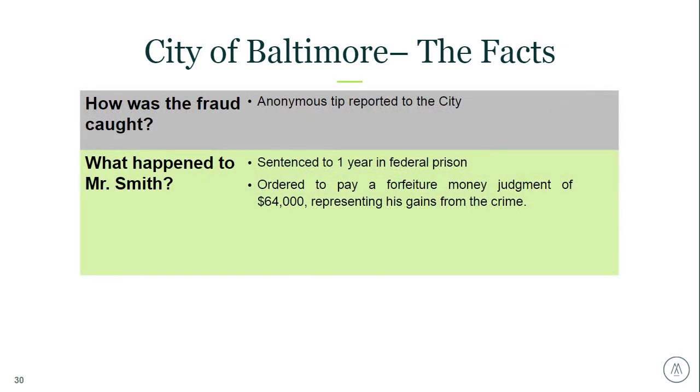Okay, so we all want to know what happened to the fraudster and how he was caught. Well, the fraud was identified through an anonymous tip, but we're not sure if it was ultimately someone from the public works crew or someone else. But we do know that Mr. Smith was ordered to pay forfeitures of $64,000 for his financial gains from the fraud, and he was also sentenced to 1 year in federal prison.